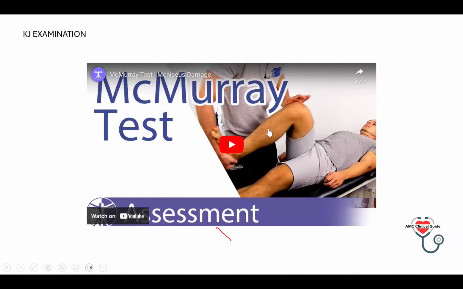So the next test is also for meniscal injury. You can perform either the Apley grinding test or McMurray's test. Both check the same thing. McMurray's test is not in a prone position. You ask the patient to lie supine and you flex the hip and knee, and then you do the rotation, medial and lateral rotation of the tibia. You are checking for pain and laxity, to see whether there is any meniscal injury.